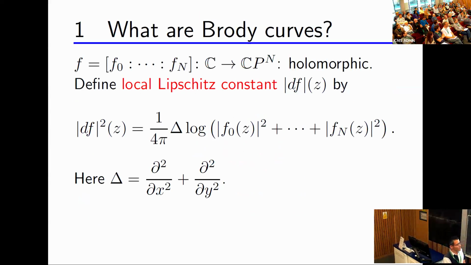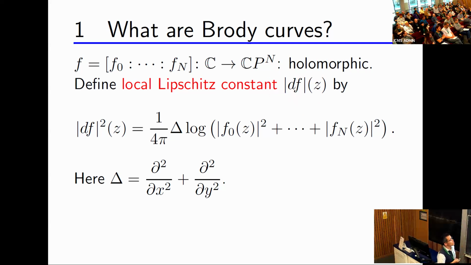Now let's go to more details. So what are Brody curves? Let f be a holomorphic map from C to CP^N, and f_0, f_1, ..., f_N are homogeneous coordinates. We define its local Lipschitz constant, sometimes called the spherical derivative, by this formula. It is very well known that the right-hand side of this formula is non-negative, so we can take its square root, and the square root is denoted by this, the norm of df.